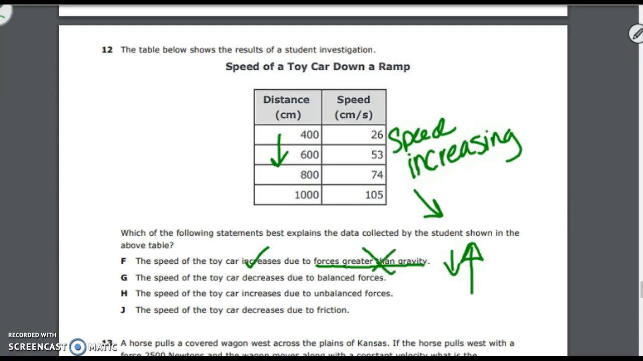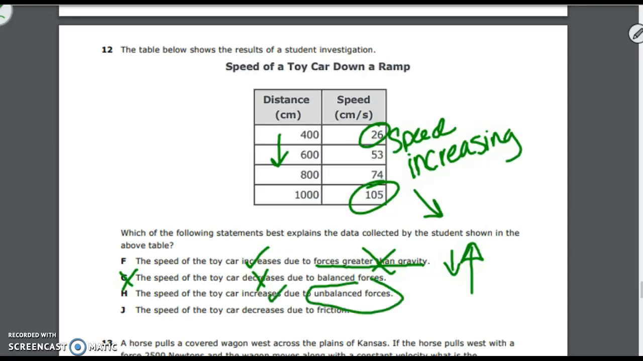The speed of the toy car decreases. Clearly, by the data, the speed is increasing. It goes from 26 centimeters per second to 105. 105 is bigger than 26. So that is not the correct answer. The speed of the toy car increases, yes.